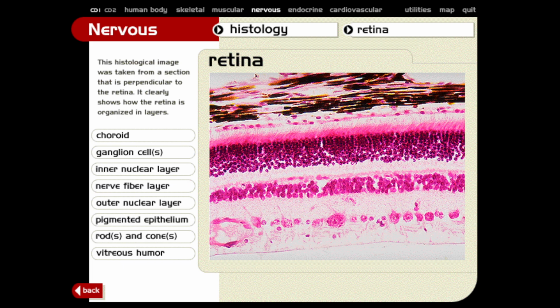This histological image was taken from a section that is perpendicular to the retina. It clearly shows how the retina is organized in layers.